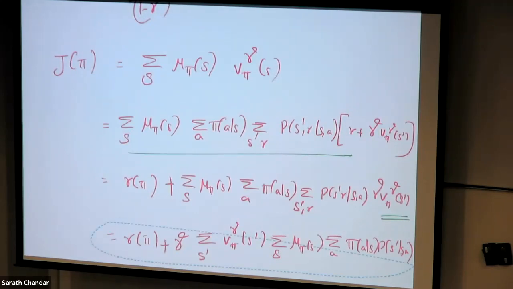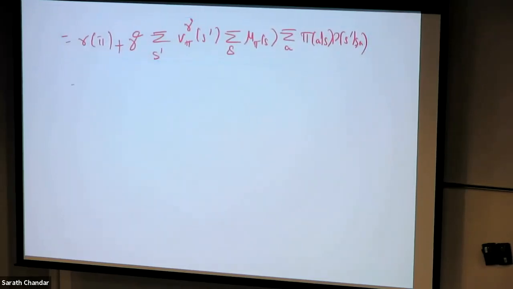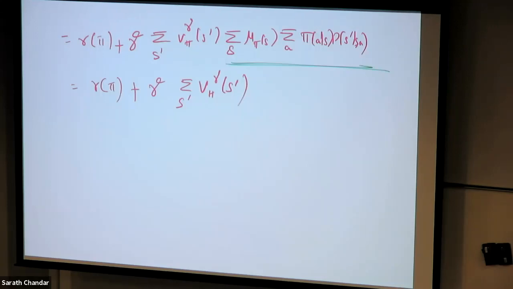So let me copy this to the next page. Okay, now this is r pi plus gamma times summation over s dash, mu pi, gamma of s dash. Okay, now what is this? Remember that we are in this infinite sequence with steady state distribution. So this is basically the probability for the next state, right? So that is also mu pi. So this is basically mu pi of s dash, right? So now this is r pi plus gamma times.